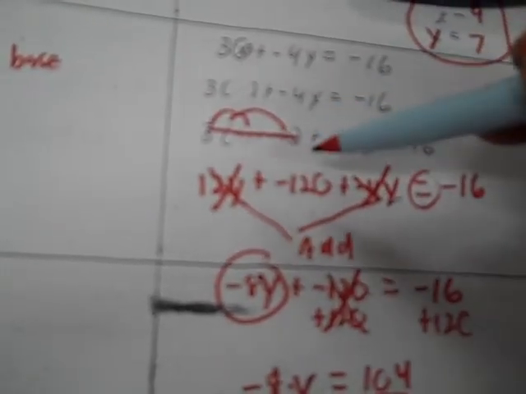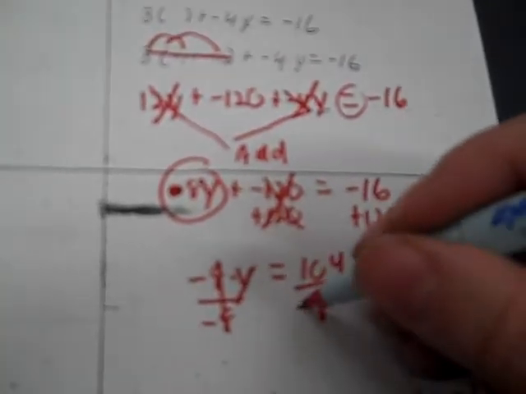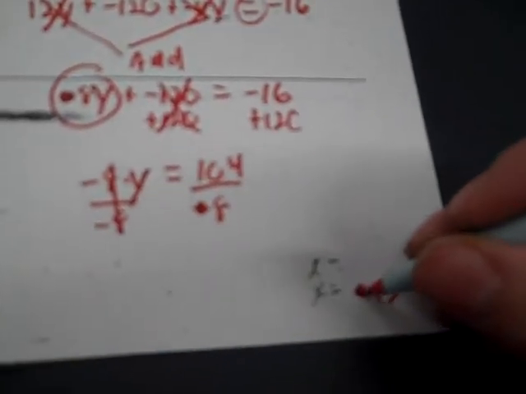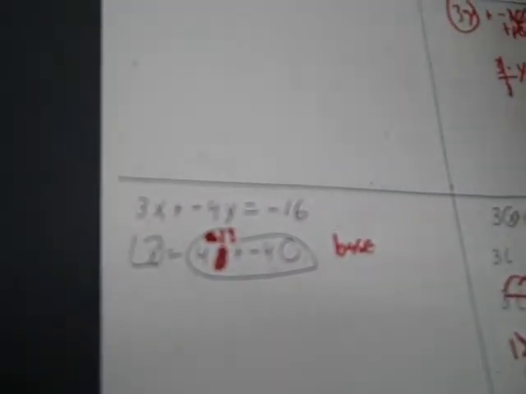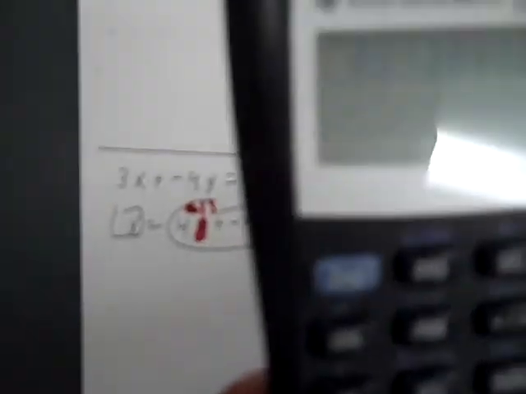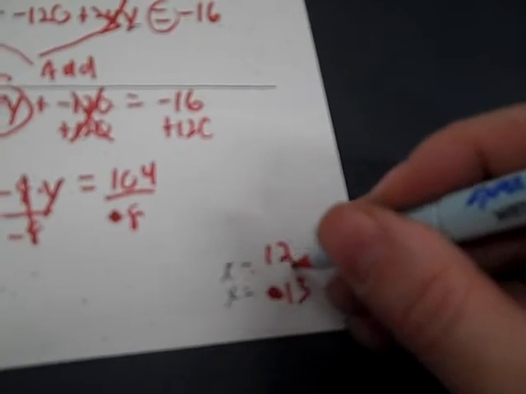Wait a second here. I screwed this up. That 12 plus negative 4 is positive 8, okay? So positive 8. So all that does is make my 13 positive. Okay, I screwed that up. Sorry about that. So I take 4 times 13 plus negative 40. I got 12. Okay, sorry about that mess up.